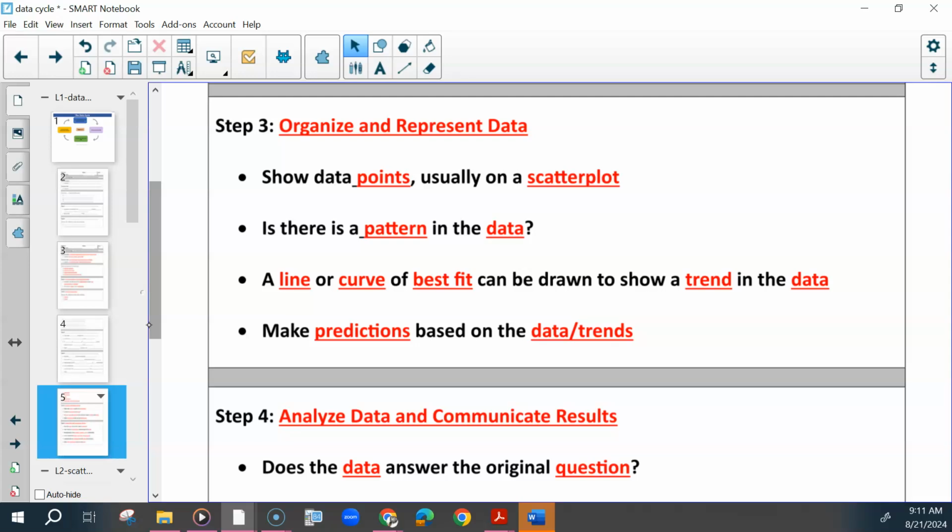And then at step 4, analyzing the data and communicating the results. That's where we really start to look at the questions we asked and answer, does the data answer the question that we originally had? If it does, okay, cool, let's go forward with that. If it doesn't, okay, why?